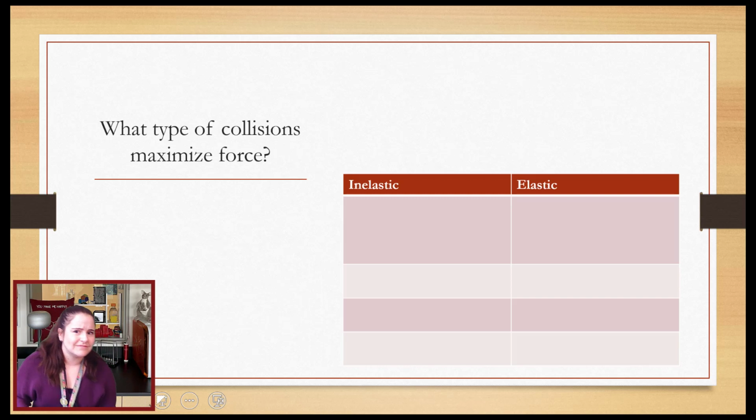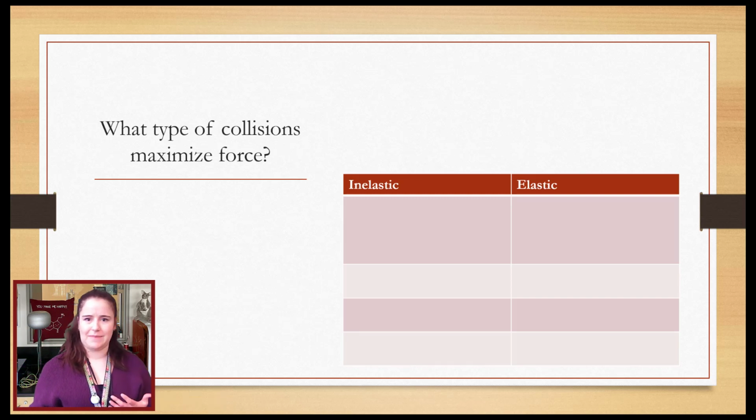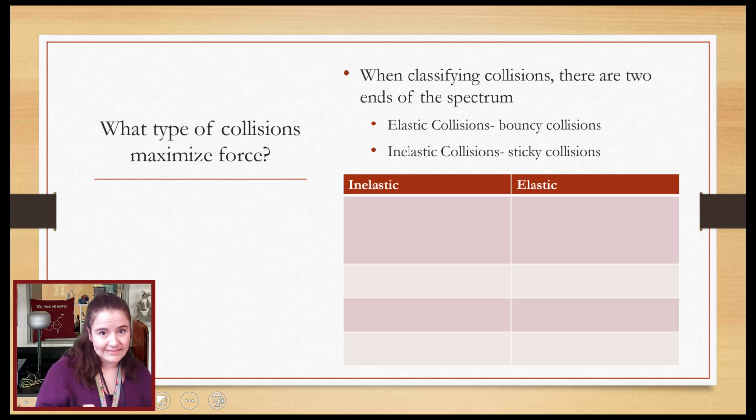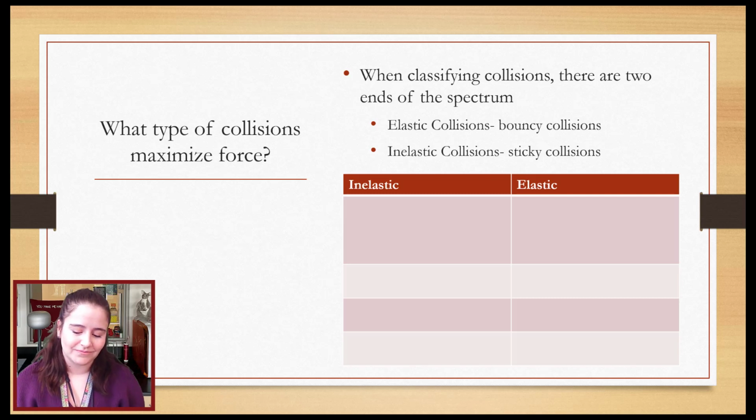So what type of collisions maximize the force? Okay, well, in physics, when classifying collisions, there are two kind of ends of the spectrum. There's elastic collisions, which are the bouncy collisions, the ones in which something hits and it bounces off. Think like a bouncy ball. Then there's also inelastic collisions, where the objects stick together after the collision. Think like a splat ball or a football tackle or something like that. But which of those do you think maximize the force?